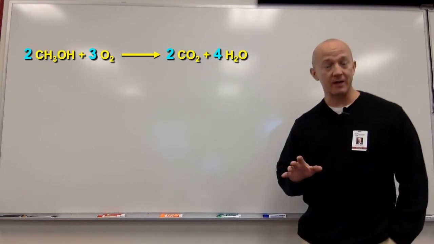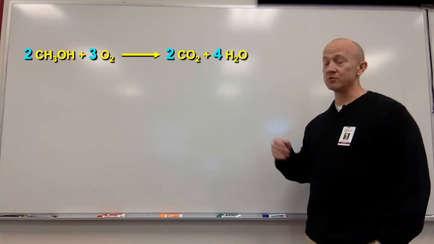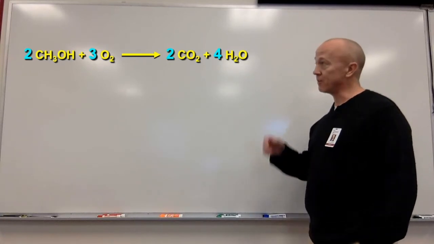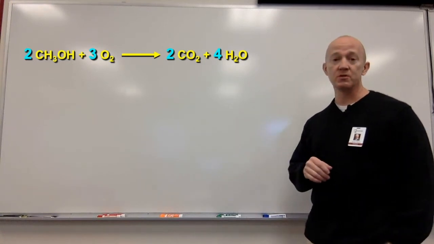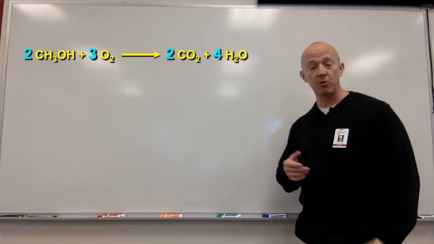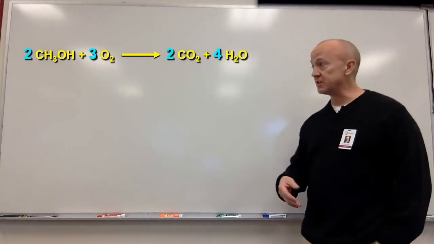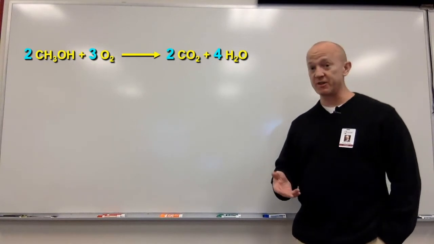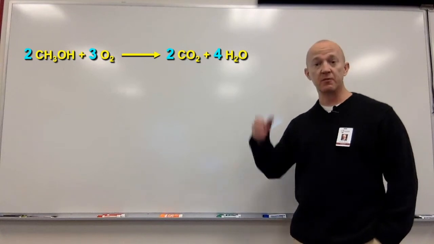But not only that, we can also use moles. 2 moles of methanol combined with 3 moles of oxygen will give us 2 moles of carbon dioxide and 4 moles of water. So you see, it can work in more than one way. Just so you can see how this correlates with the law of conservation of mass, let's see what happens when we use actual gram amounts for each of these.